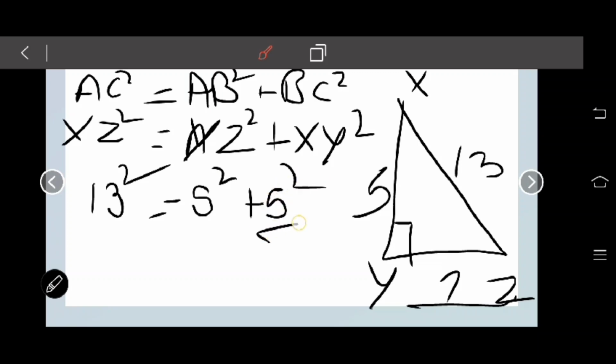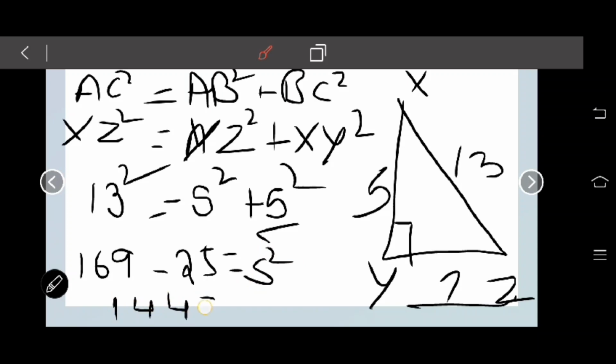Now I am sending this 5 square to the RHS. So 13 square is 169 minus this 5 square, which is 25, equals s square. If you do that, you will get 144 equals s square. When you remove the square from s and send it to the RHS, it becomes root. So root 144 is equal to 12. Did you understand how we do it? So the adjacent is 12, the hypotenuse is 13, and the opposite is 5.